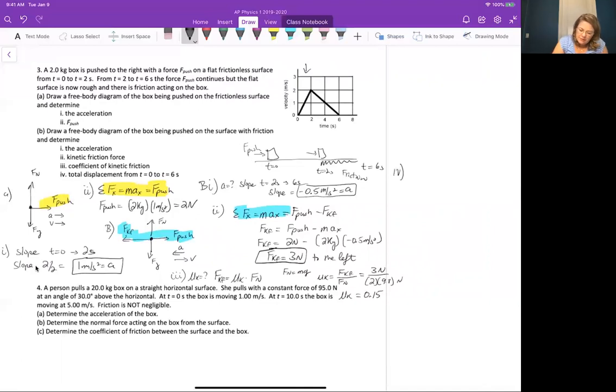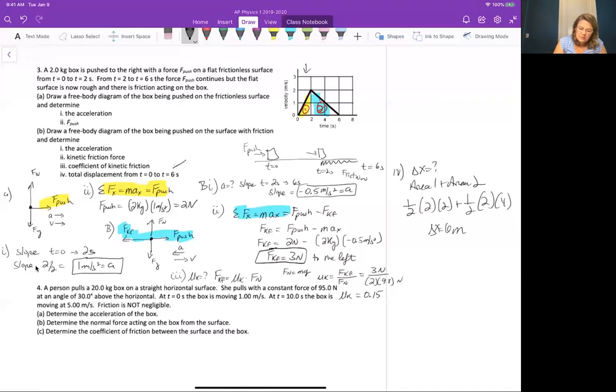Total displacement from t equals 0 to 6, delta x equals question mark. Area 1, area 2. Area 1 is half times the height, which is 2, times 2, plus 1/2 times the height, which is 2 times 2, 4, and I get a total area of 6 meters. Delta x is equal to 6 meters.